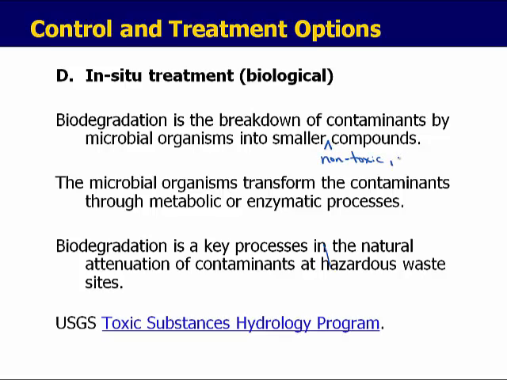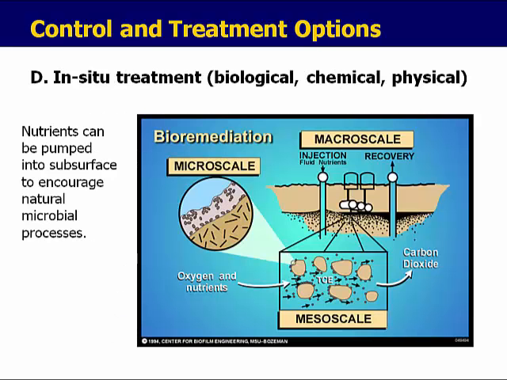But there are problems associated with this, which I'll discuss. The microbial organisms utilize the contaminant as food, and through metabolic or enzymatic processes, which you can consider eating, they break that down into smaller compounds. Biodegradation is a key process to natural attenuation of contaminants. And so we'll discuss this as the last option, but some extent of biodegradation may happen without an engineer even encouraging the process. In order to understand bioremediation, it's important to think of the different scales involved.